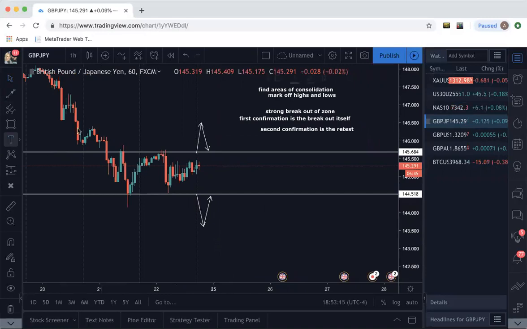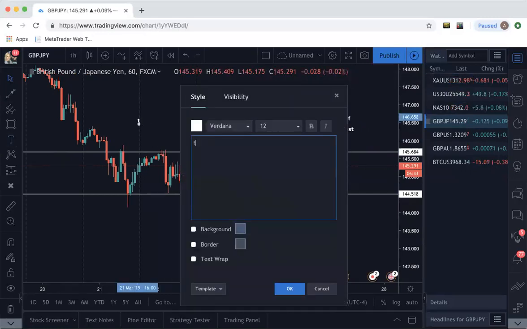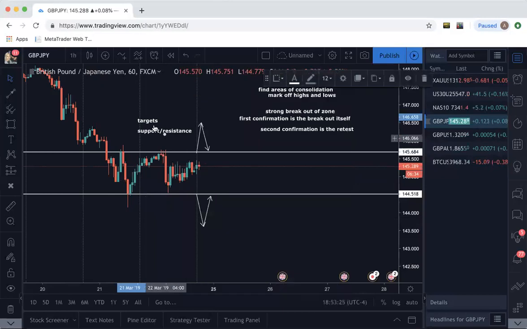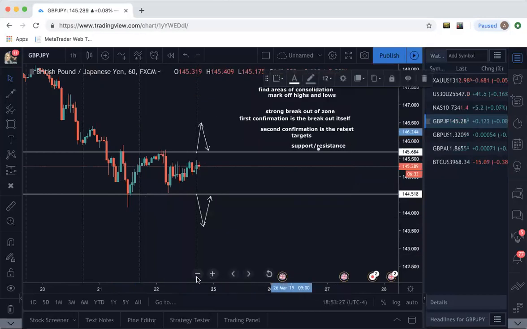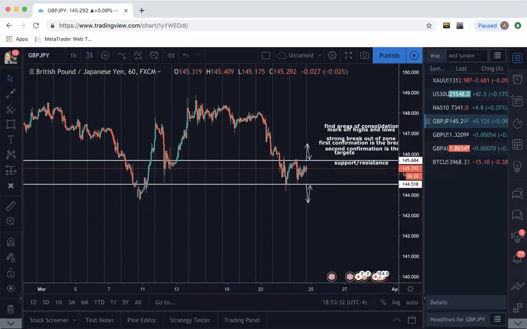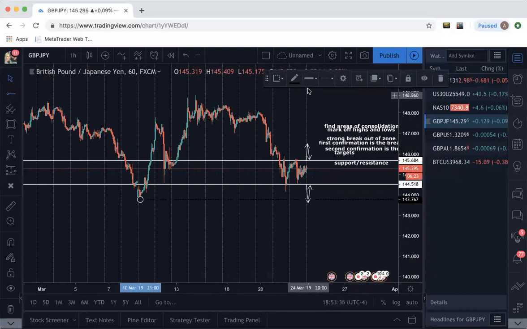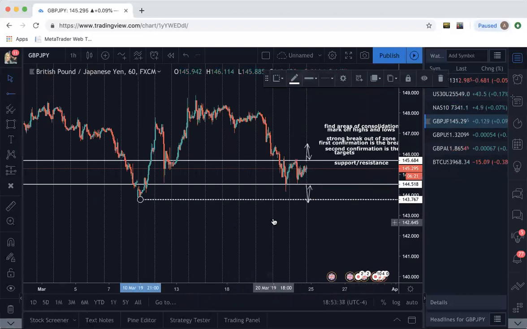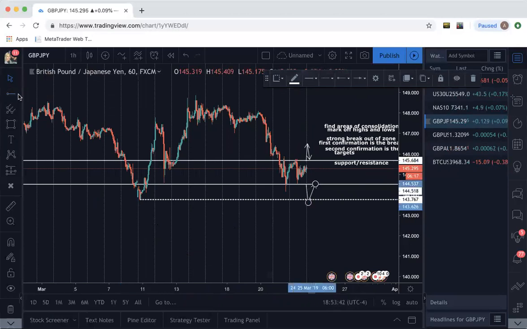Now, targets. This is very important because most people are greedy. Targets: support, resistance. That's it. We're not trying to catch 1,000 pips off of a move, guys. Very, very, very simple. Your target is the next support and resistance. If this broke and retested and then came back down, your target would be the next support.